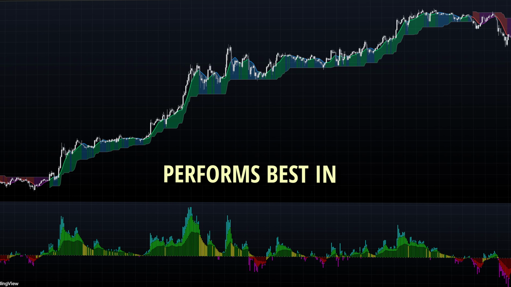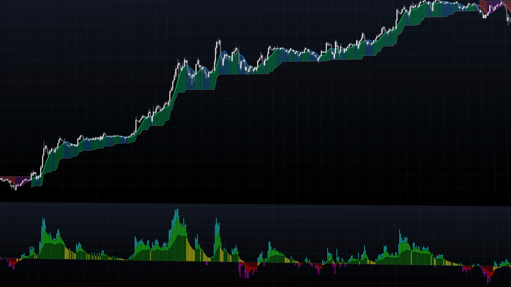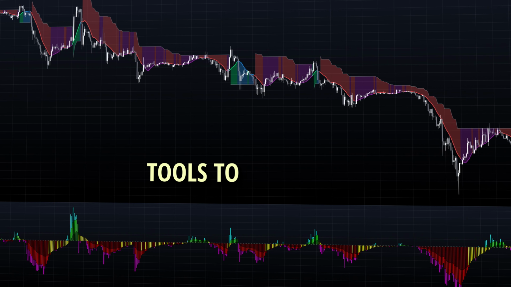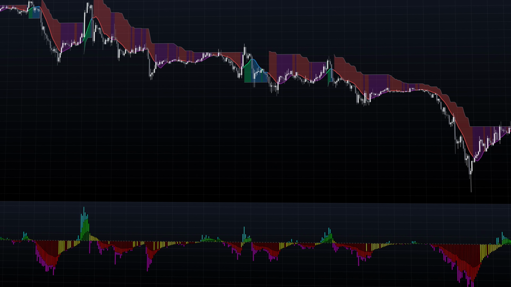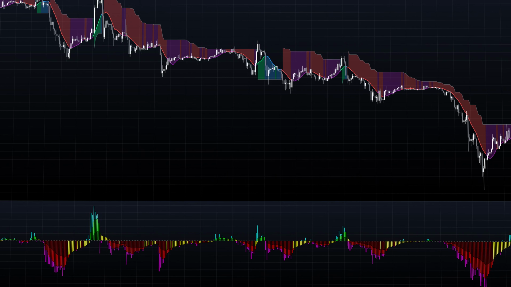This strategy performs best in markets with defined trends rather than ranging conditions, providing you with tools to identify not just trend direction, but also the strongest phases within trends for optimal trade management.